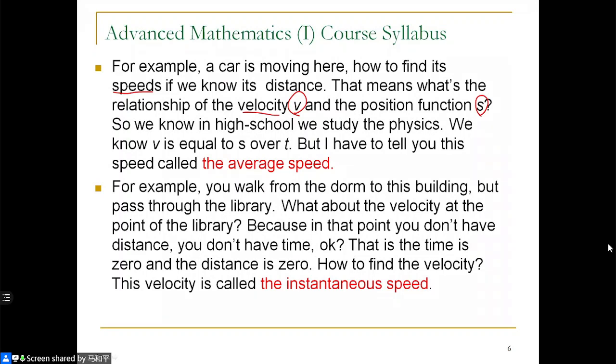So we know in high school we studied physics. We know velocity is equal to s, the distance, over time t, right? But I have to tell you this speed is called the average speed. Do you know this Chinese word? This is called 平均速度. Okay, in Chinese, the average speed is 平均速度.